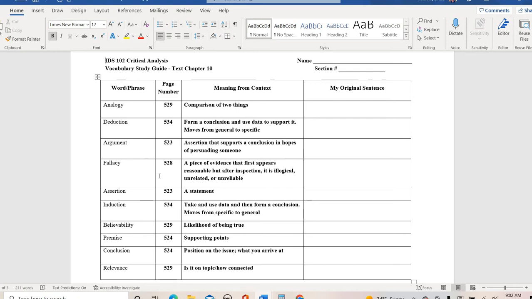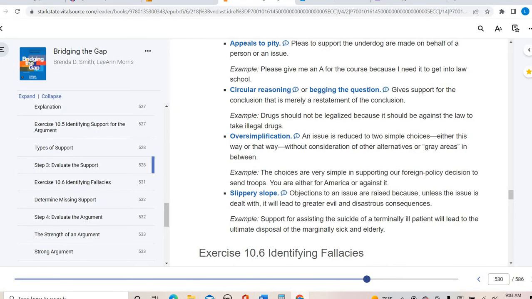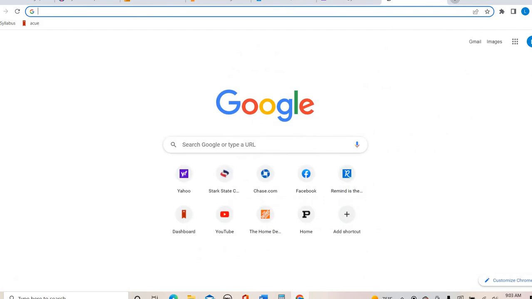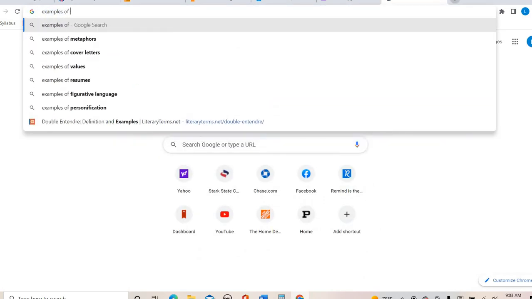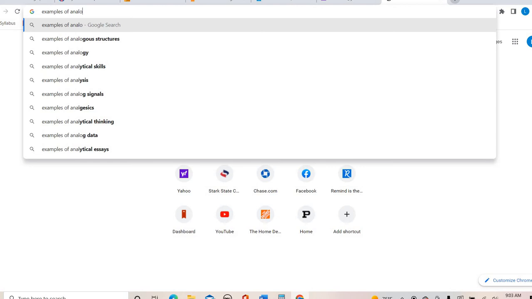All right, so an analogy is a comparison of 2 things. When you make an analogy, you are trying to compare 2 or more things. A lot of times, like in SAT prep, they work on analogies, like this is to that, and so you're trying to compare things. It's always fun to do that. Examples of analogies.